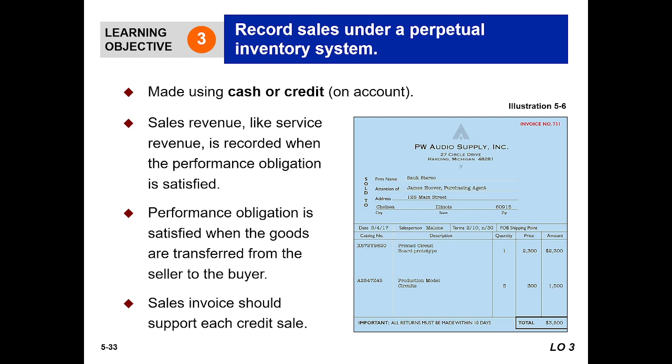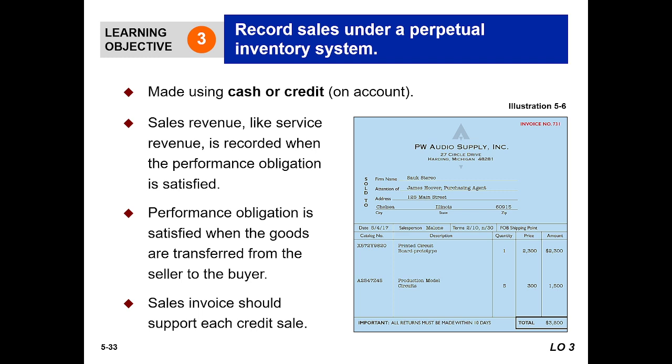This is learning objective 3. In this lecture, first, under the perpetual inventory system, sales are recorded using cash or credit. That means sales may be cash or on credit. Second, sales revenue is recorded when the performance obligation is satisfied. That means after satisfaction, we need to record these items.